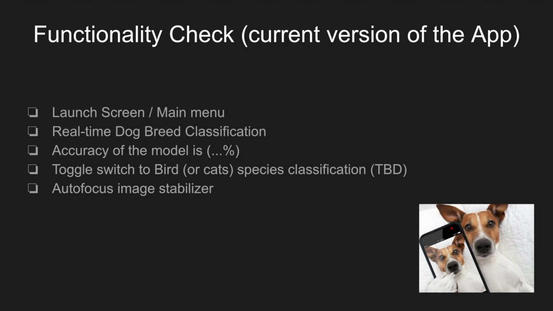Moving to the functionality check. The current version of our application is going to have a launch screen or main menu, and it is going to classify the dog breed in real time with the accuracy of the model shown next to the dog breed. We are thinking of adding bird or cat species classification to our application with a toggle switch, so that the application would be able to classify not only dog breeds but also bird or cat species. We are also planning to add autofocus and image stabilization.